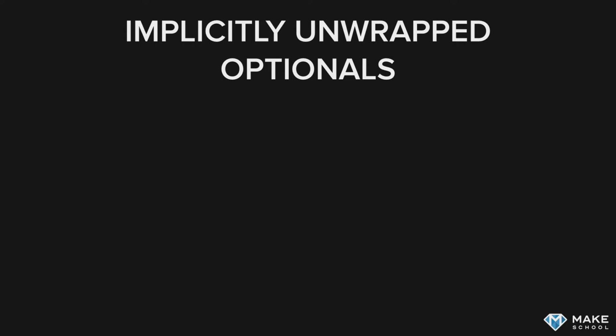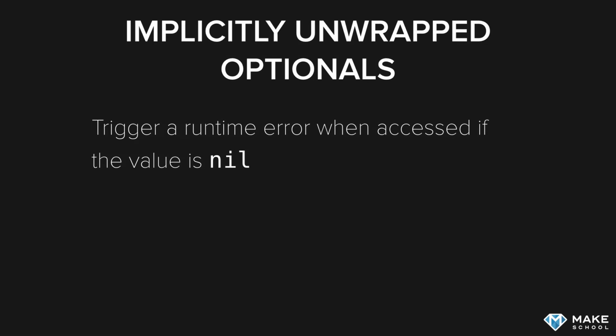Swift also has a concept called implicitly unwrapped optionals. These are kind of like optionals in the sense that they're variable types that could be nil, but this time they're not going to give you a compiler error if they're ever set to nil. It's only going to trigger a runtime error if they're accessed and the value is nil. Implicitly unwrapped optionals are denoted using a bang or exclamation point.